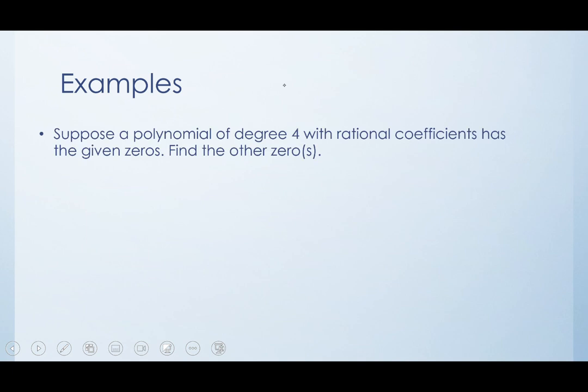All right, so we're continuing to talk about polynomials, thinking about what their roots are. In this example, we are being told that we have a polynomial of degree 4, and it has rational coefficients, and it has the given zero. So this is actually kind of like 3 examples in one.